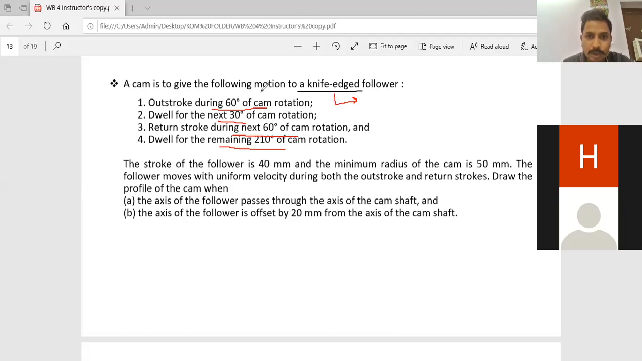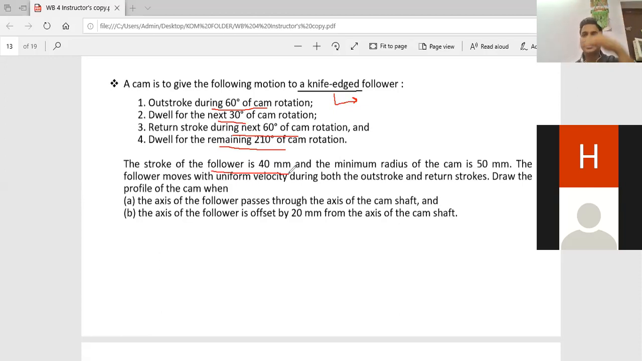Now the question says the stroke of the follower is 40 mm. What do you understand by the stroke of a follower? We have studied this in IC engines also. What is the stroke called in IC engines? The distance between the top dead center and the bottom dead center.